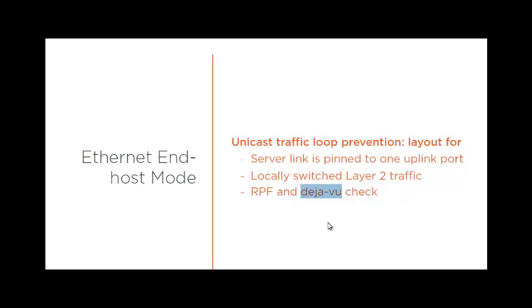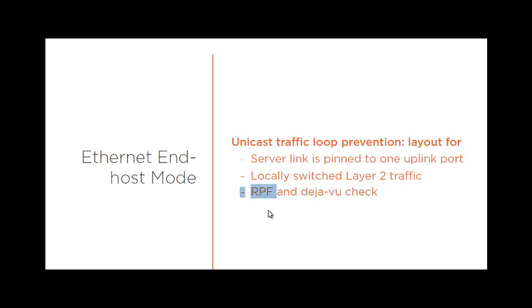One uplink port can be mapped to multiple servers, but you will not see one server mapped to more than one uplink port on one fabric interconnect. That's what the deja vu check does. And it also does reverse path forwarding. In case the packet is coming from the north to the south, it knows via which fabric interconnect and via which port it has to forward, using reverse path forwarding. The way the packet came is the same way the packet should go back.